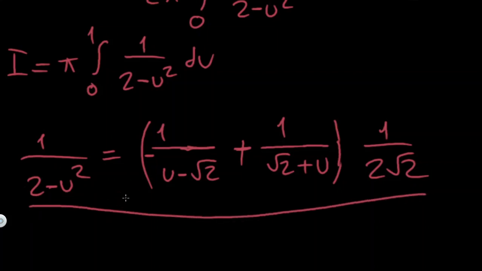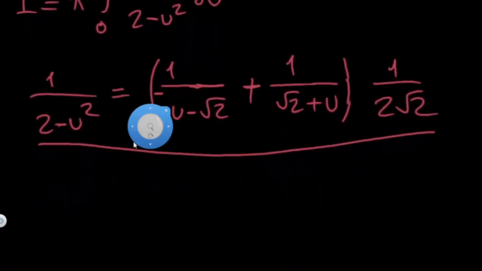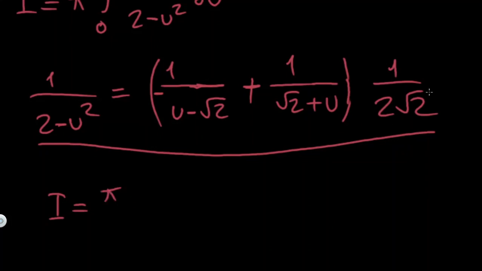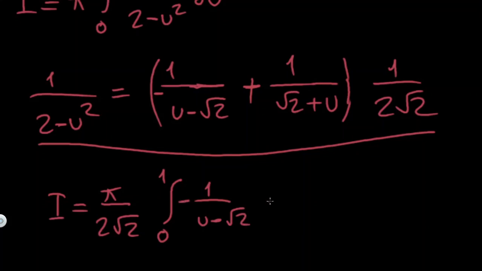And now if I rewrite my integral, it is going to be pi. And I also have this 1 over 2 square root of 2. I can just factor it out. It's just a constant. So I have the integral from 0 to 1. And I have 1 over u minus square root of 2, let's say this is minus, and I have 1 over square root of 2 plus u du.